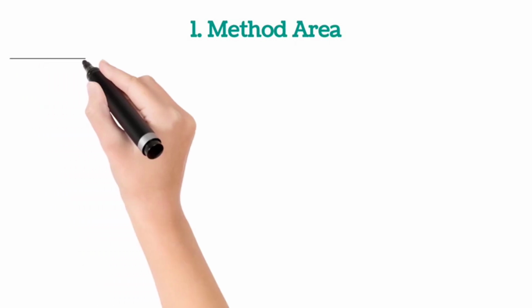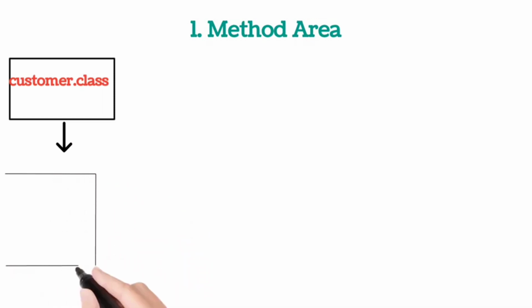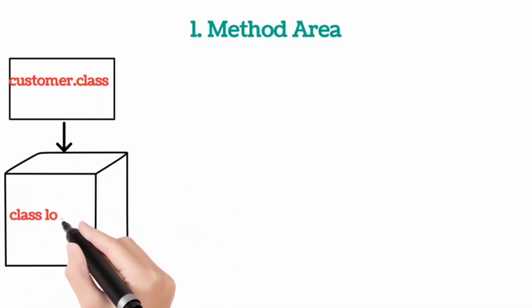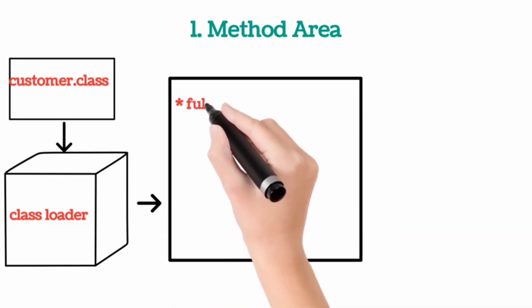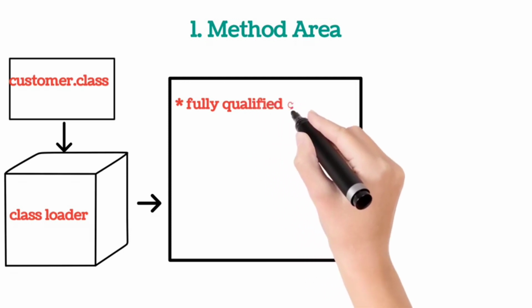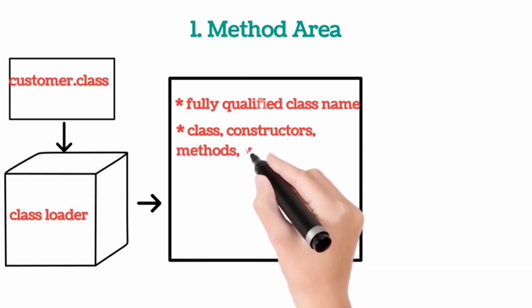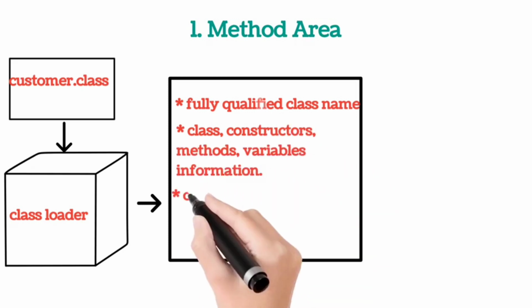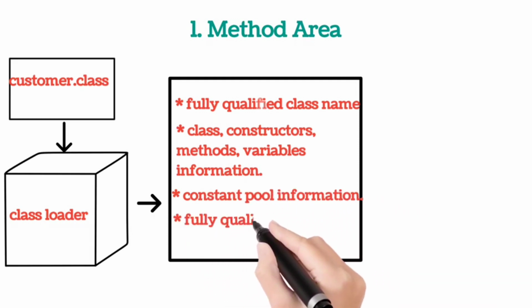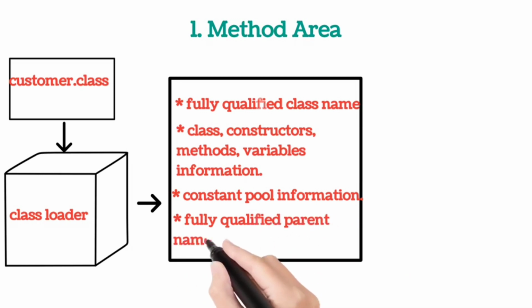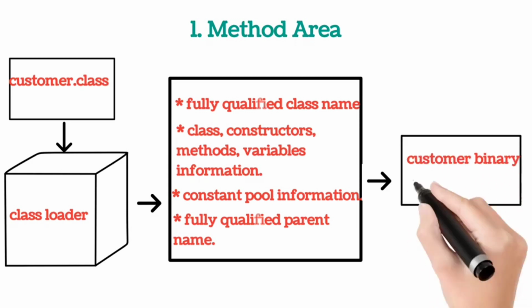Now what is method area? We explained it in our last video. For example, we have a customer.class file which became an input to the class loader, and what the class loader will do, it performs some activities on it and it will check some things like fully qualified class name, it will check class, constructors, methods, variables information, and constant pool information, and another one is it will also check fully qualified parent name. Then it converts it into a binary format into the method area.